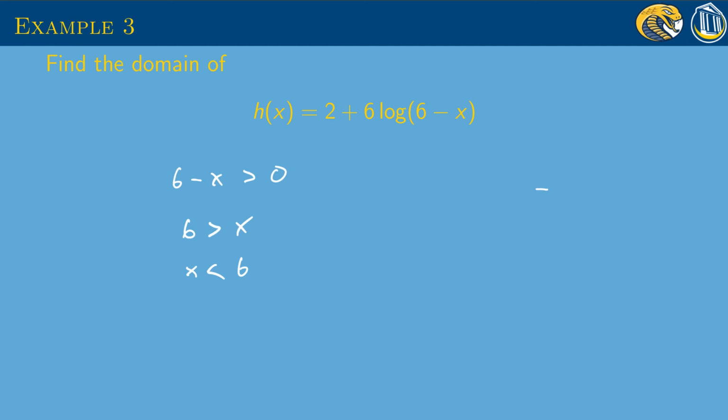Once again, in interval notation, that is going from negative infinity up to 6 with round brackets for both of them. If we tried to plug in 6.1 or 7 or 10, this function would be undefined. So the domain is from negative infinity up to 6.